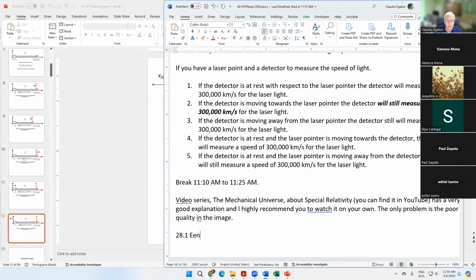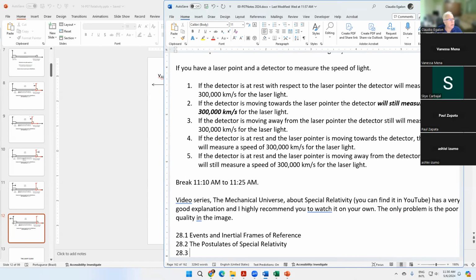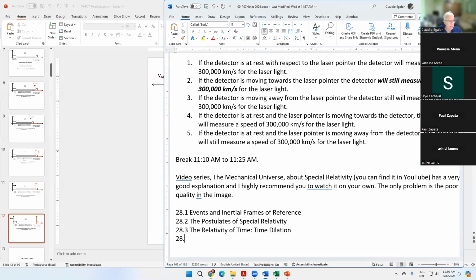28.1, events and inertial frames of reference. 28.2, the postulates of special relativity. 28.3, the relativity of time dilation, and that is one of the consequences of the postulates of special relativity. 28.4, the relativity of length contraction.